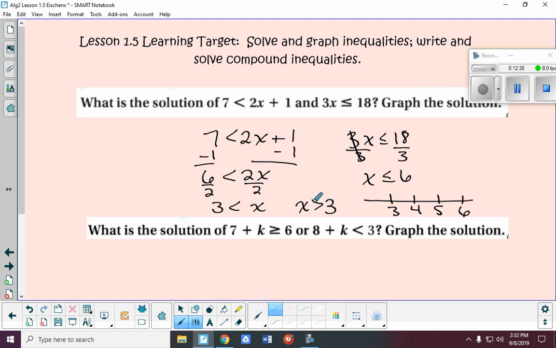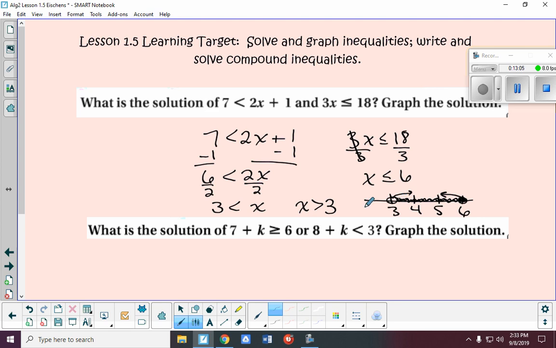So first we have x is greater than 3. So open circle at 3 because it doesn't equal 3. And then x is less than or equal to 6. So equals 6, and it's everything less. And so the area, or the solution then would be everything that works for both. So it would be where they overlap. And so that would be your solution.